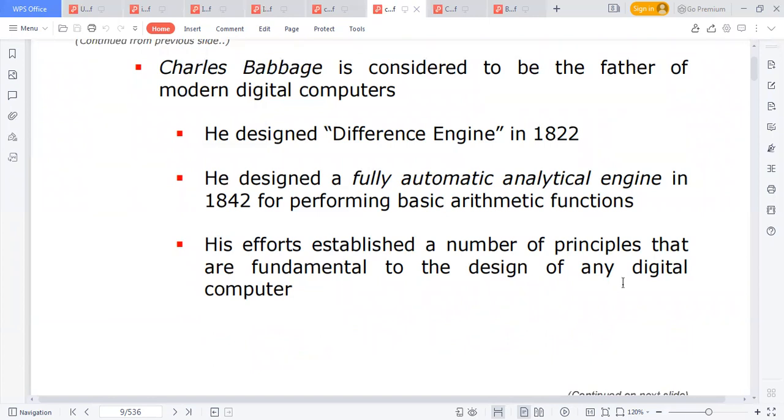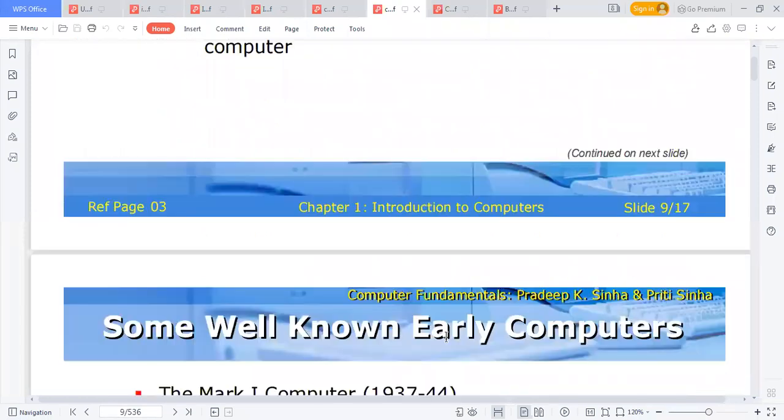His efforts established a number of principles that are fundamental to the design of any digital computer. That means the main purpose of his engine was to establish a number of fundamental concepts used to design any digital computer.